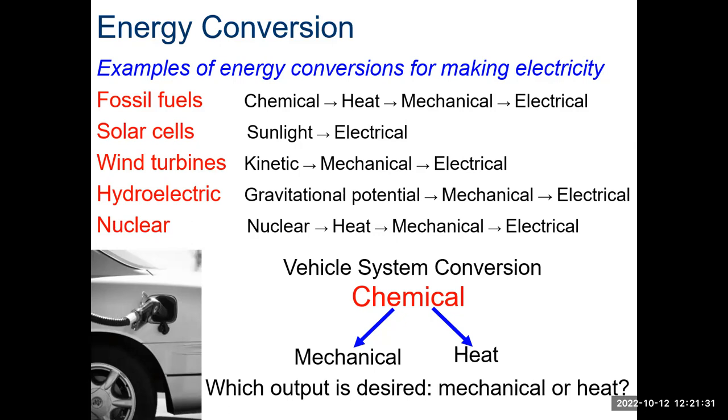We have hydroelectric energy, which is gravitational potential energy that is converted into mechanical, so we can use it as electrical energy. And we also have nuclear energy, which is converted into heat, which is converted into mechanical, which is converted into electrical. Okay, so this is how energy is converted into electrical energy so it can be usable and effective for us.